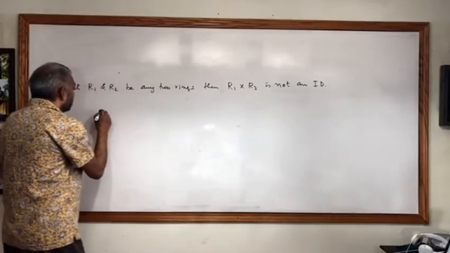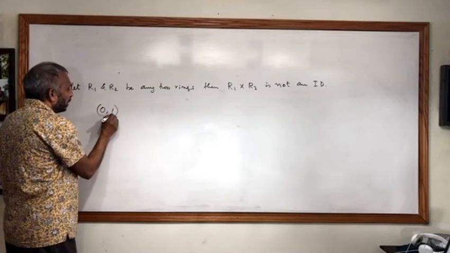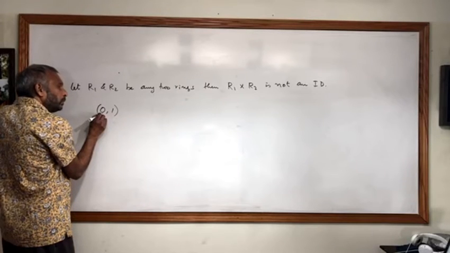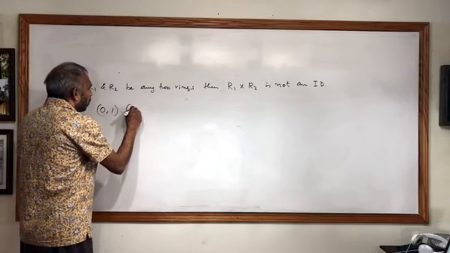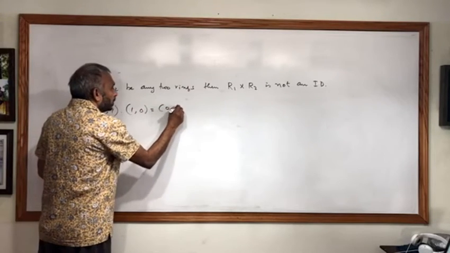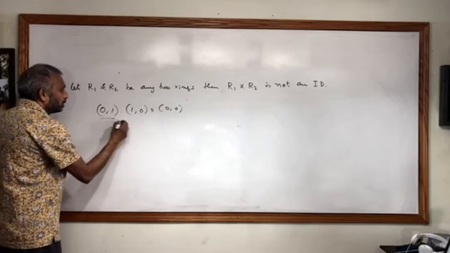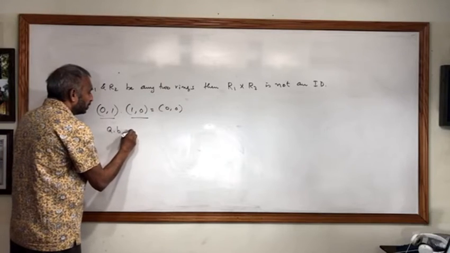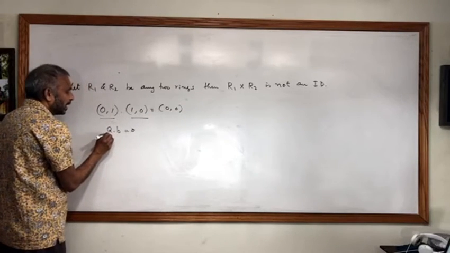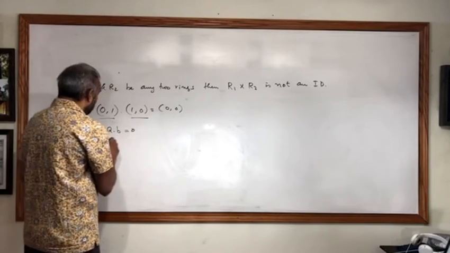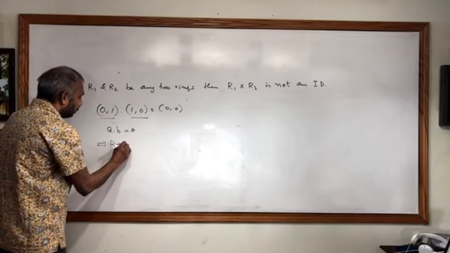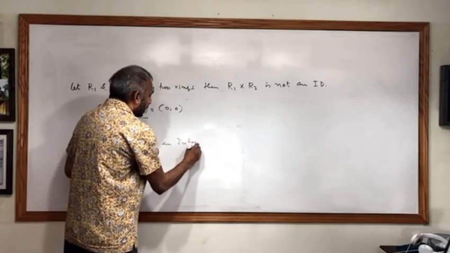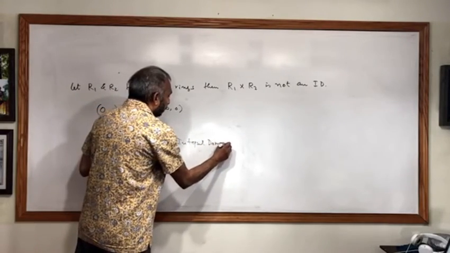That is because (0, 1) times (1, 0) is equal to (0, 0), where 1 is the multiplicative identity and 0 is the additive identity. So this is not equal to 0, this is not equal to 0, but the product is equal to 0. So A times B equal to 0 does not imply that either A or B is equal to 0, and that implies R1 cross R2 is not an integral domain.